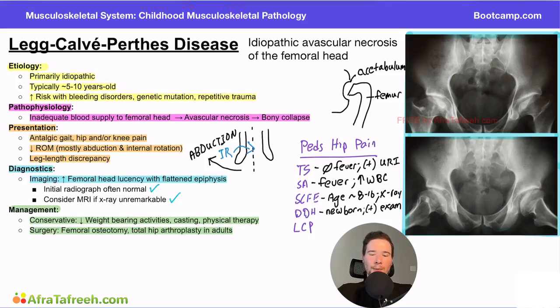So just a quick summary to wrap up this video. We're talking about Legg-Calve-Perthes disease, whatever you want to call it. This is also called idiopathic avascular necrosis of the femoral head. Etiology is primarily idiopathic, but keep in mind this age range.